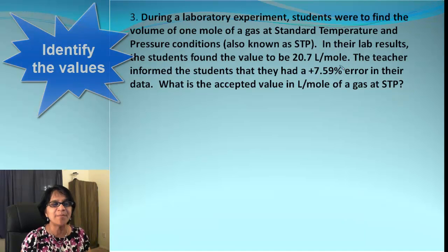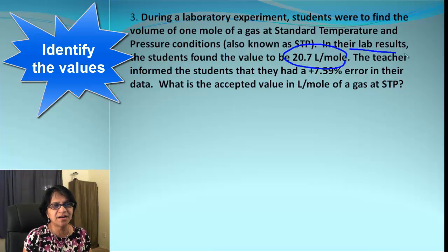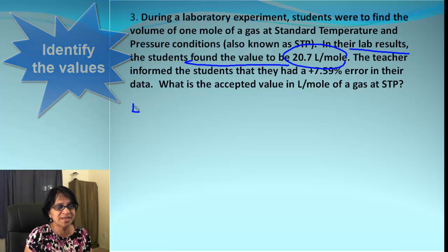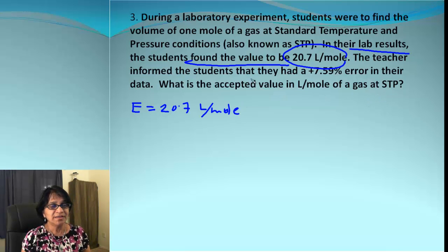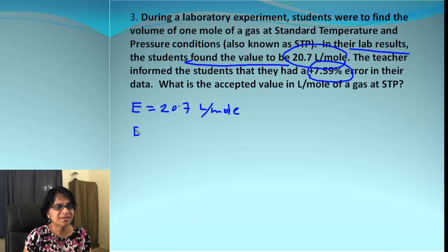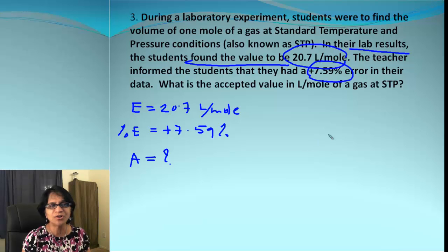So let's take one more problem, and you all are going to say, we already know the percent error. So in this lab experiment, where are the numbers? Right over here. And what does it say? In their lab results, the student found out that value. Let's write down what is that? It is the experimental value, 20.7 liters per mole. The teacher informed that they had an error which is positive 7.59%, and we have to find, of course, what is the actual accepted or true value.